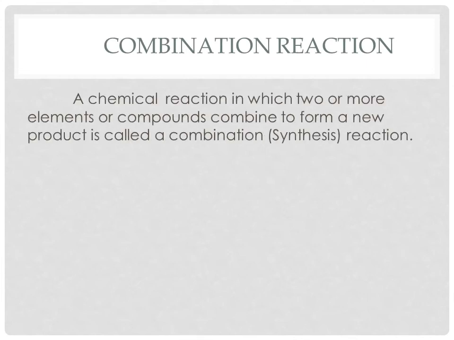Let us study about combination reaction. A chemical reaction in which two or more elements or compounds combine to form a new product is called a combination reaction. Let me repeat. A chemical reaction in which two or more reactants, which may be elements or compounds, combine to form a single new product is called a combination reaction. It is also known as synthesis reaction. It can be represented as A plus B gives AB. A and B are the reactants and AB is the product formed.